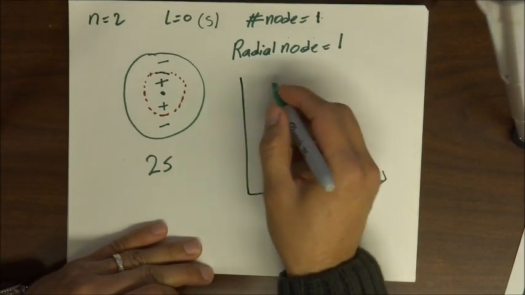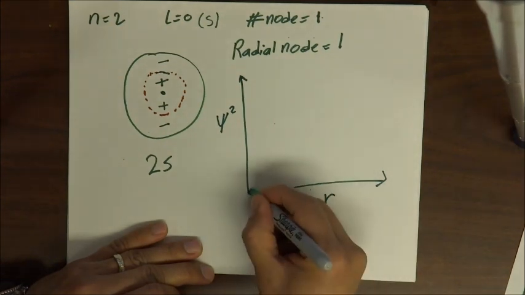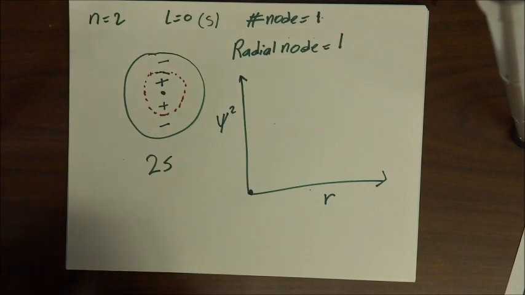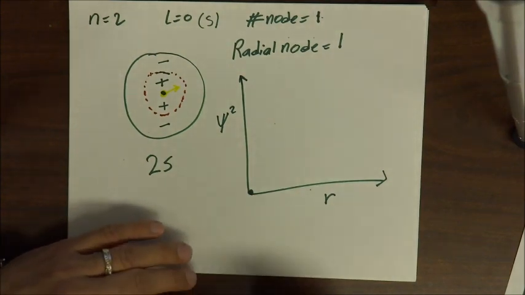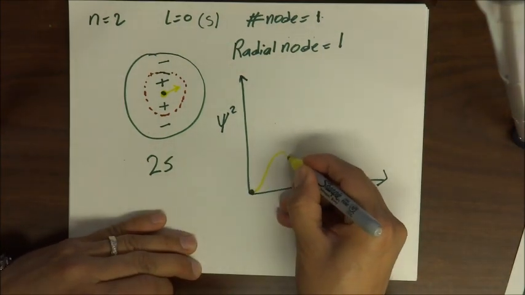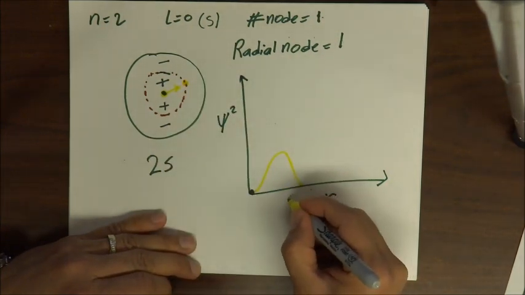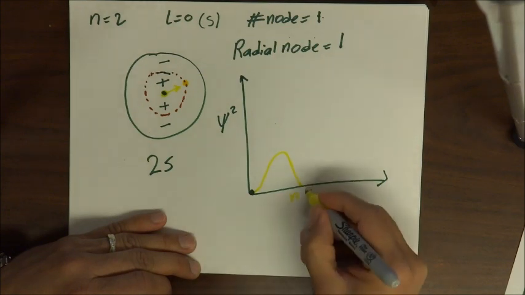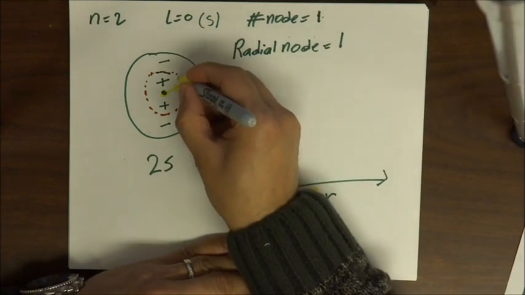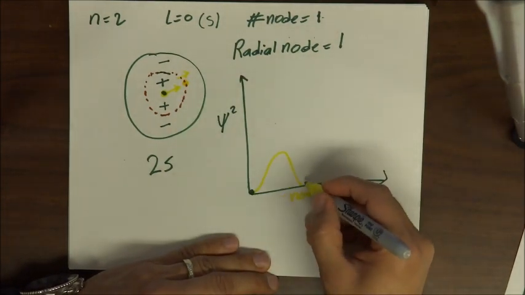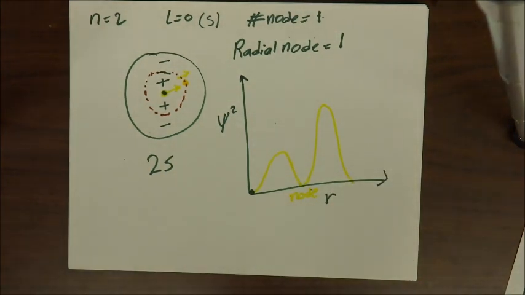Radial distribution, psi squared or probability. Here you start from the nucleus, move in one direction, and start to build some probability until you reach the first node. So this one is the first node. And then you go inside a bigger area. Because it's a bigger area, you have to show it with a bigger peak.